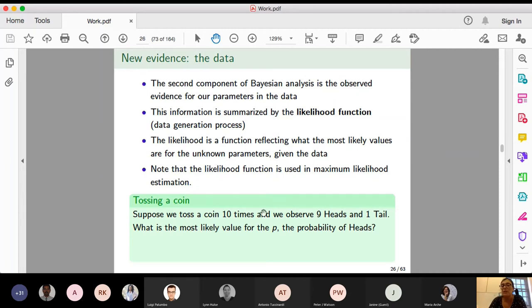Okay, so let's suppose that we toss a coin. We toss this coin 10 times and we observe from these 10 tosses, 9 heads and 1 tail. Now my question to you is, what do you think is the most likely value for the probability of heads with this evidence that we have? From 10 tosses, 9 were heads and only 1 was tail. What do you think is the most likely value given this data for the probability of heads? And I'm moving to the chat so I see your answers.